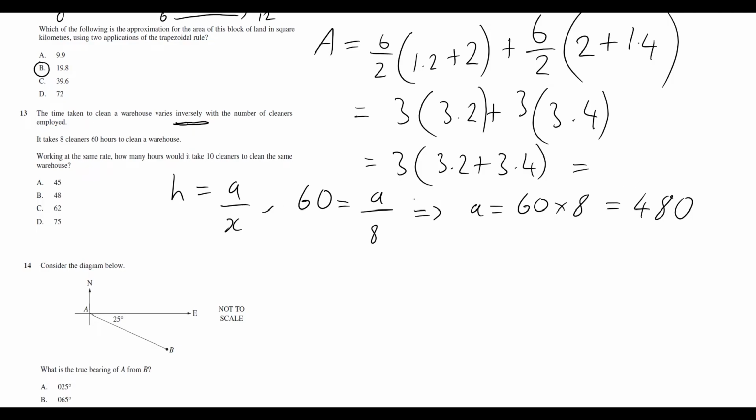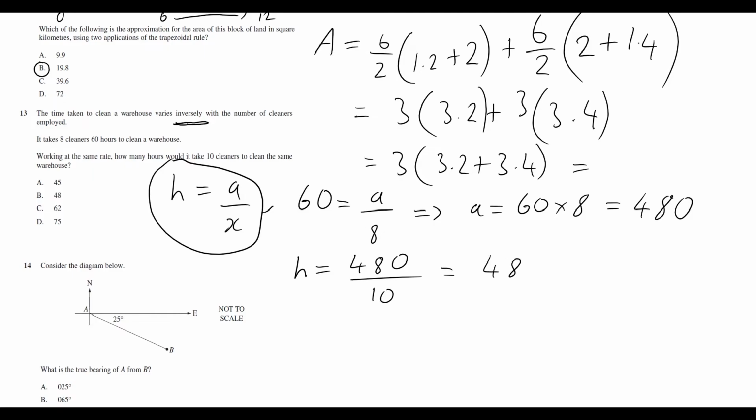All right, so now we know A, let's continue with the rest of this question. So that asks us, working at the same rate, how many hours would it take 10 cleaners to clean the same warehouse? Okay, so again, we look back at this original equation that we constructed, and all we're doing now is substituting in a different value of X, and we've just determined A. So now, our problem simply becomes H, the number of hours, is equal to 480, which is the A value that we've already determined, then divided by X, the number of cleaners, in this case 10. And that will give us 48 hours. So option B is the solution there.